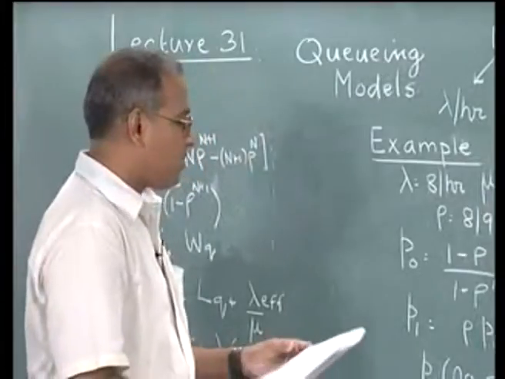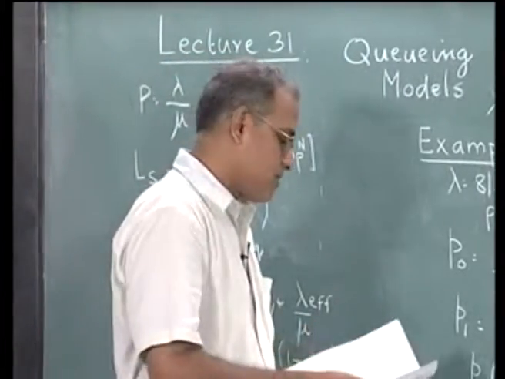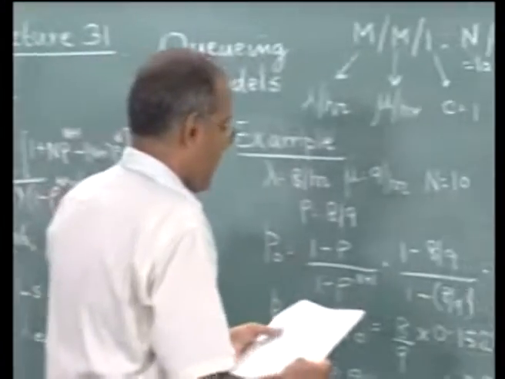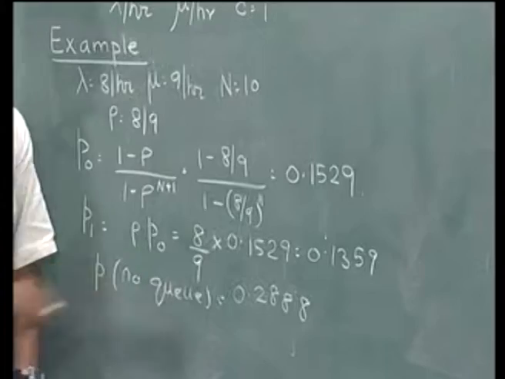Now, in the earlier model, the probability that there was no queue had a probability of 0.2098.